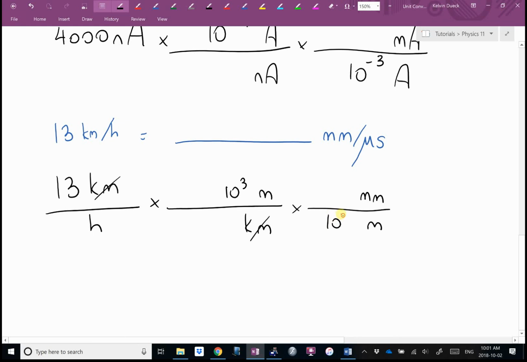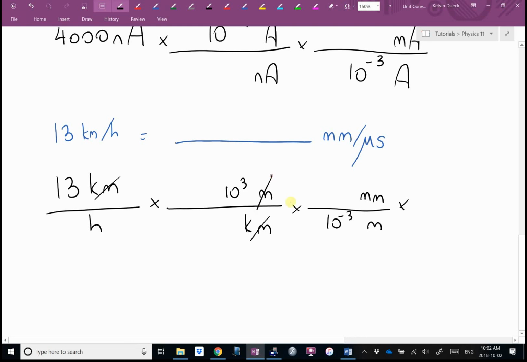Where I don't have the metric prefix. If I stopped here, that would be millimeters per hour. Is that okay, Kens? Okay, right? Top and there, bottom. Okay, I'm going to keep going.